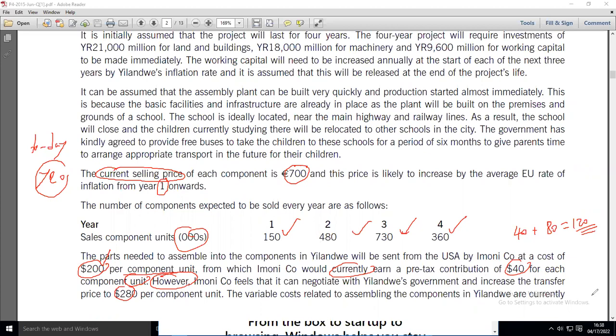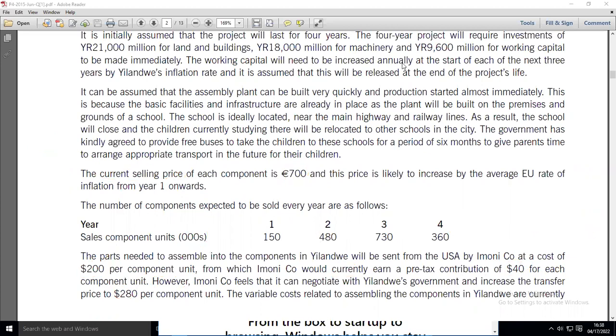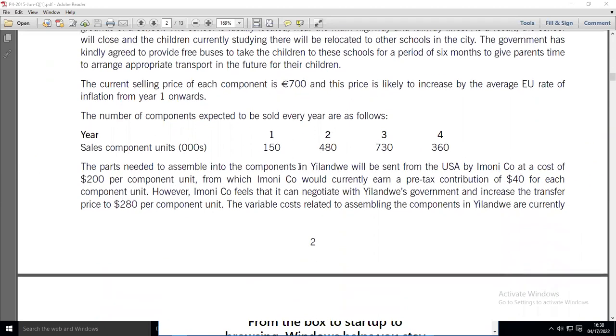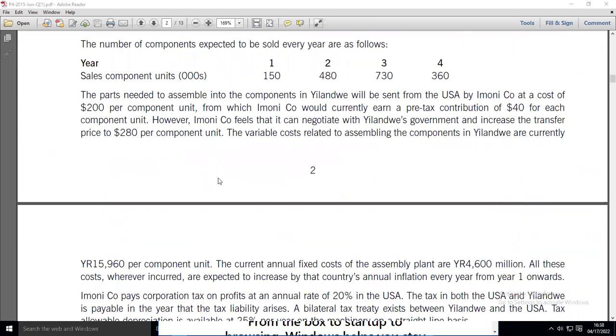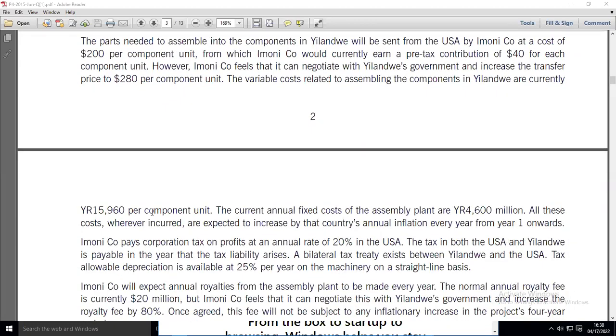The variable cost relating to assembly. So now they're giving us information about the variable cost. So we have seen the sales, we have seen the component. Those items we have seen. We now move to the variable costs. The variable costs are 15,960. The annual fixed costs are 46. All these costs, wherever incurred, are expected to increase by the country's annual inflation every year from year 1.